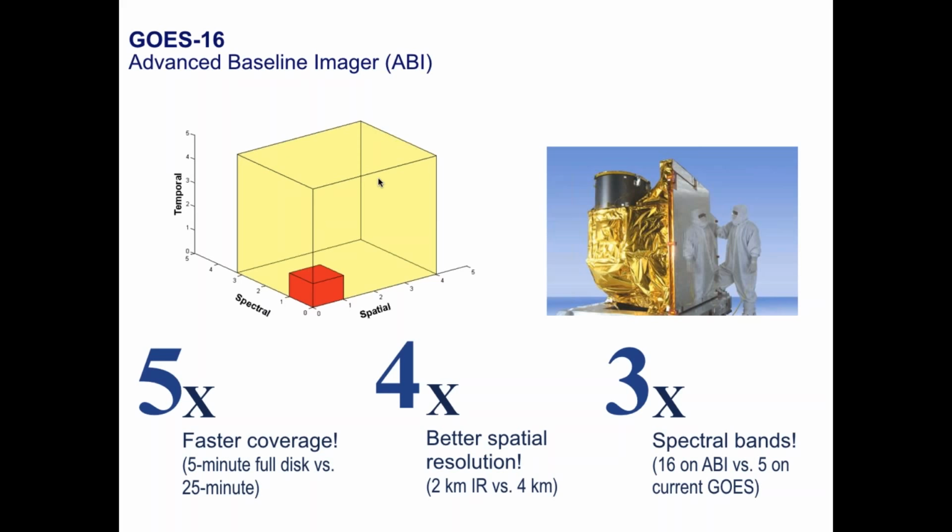In comparison, the ABI instrument is superior in all aspects and capabilities. It is capable of scanning a full disk every 5 minutes. The base visible resolution is 1/2 kilometer, and infrared channels have a 2 kilometer base resolution. And there are 16 spectral channels as opposed to 5.